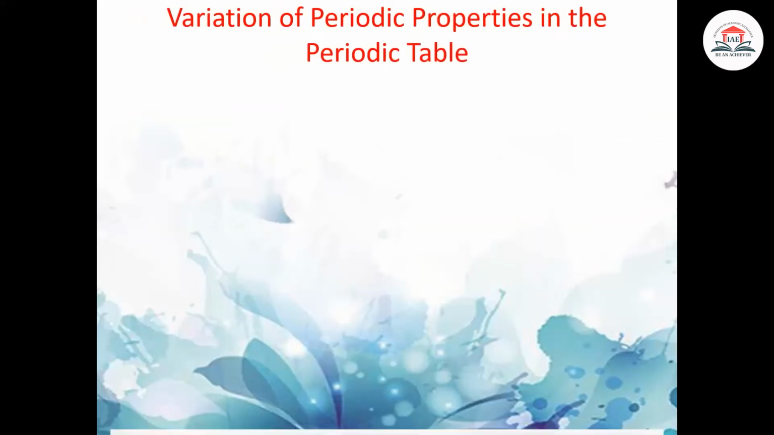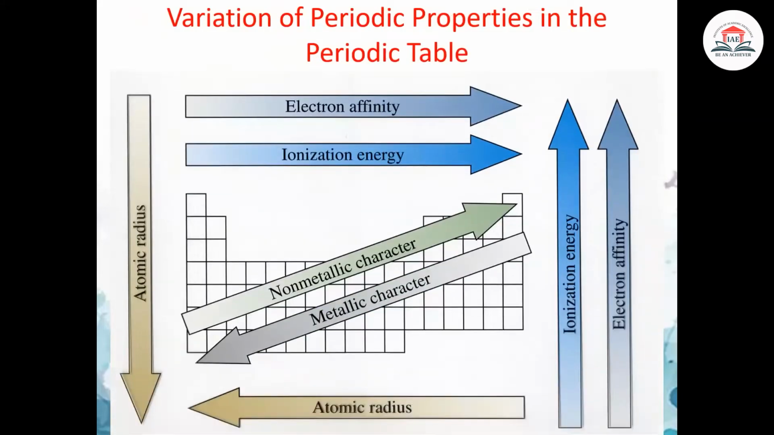Next is variation of periodic properties summed up in one table. Can you repeat that anion part again?